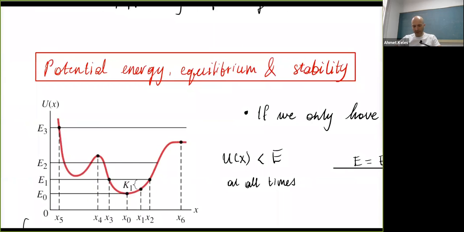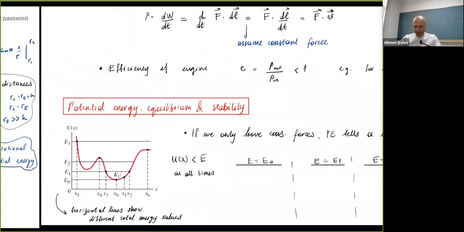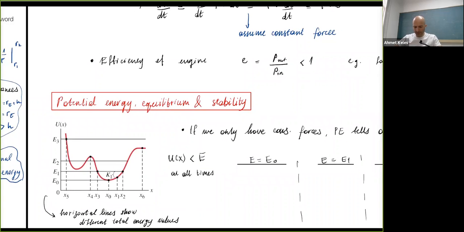So we need to determine the total energy, or the total energy should be given. We draw this total energy with horizontal lines, right? If I draw this line, that means total energy is E naught, or on this line, total energy is like this, or it could be even higher. And I want to describe the motion by this total energy and the potential energy diagram. Let's start with E naught.